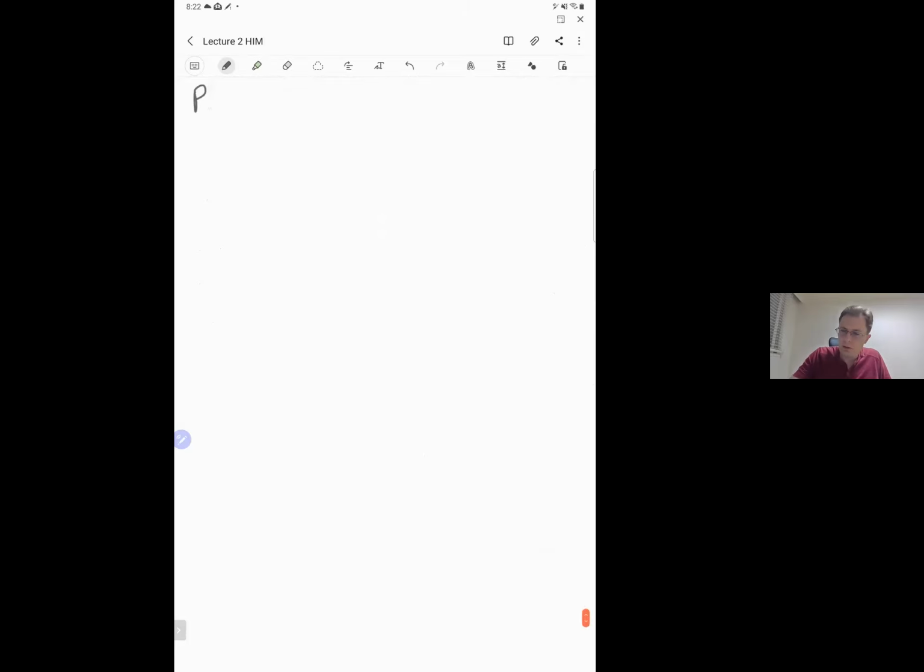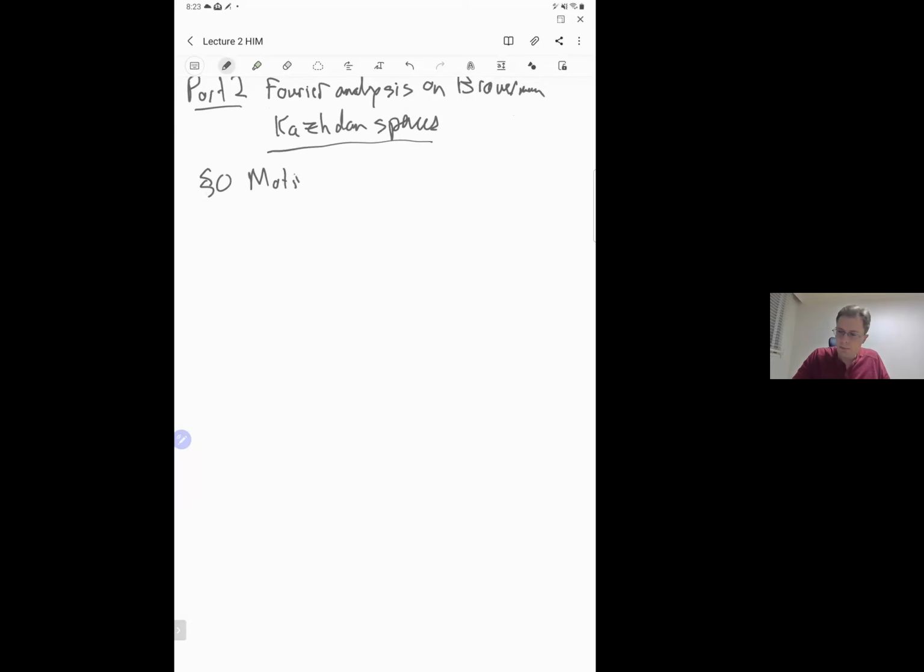So this is sort of part 2, and this will probably take up the rest of my lectures. So this is Fourier analysis on Braverman-Kazhdan spaces. And we'll also talk about a few things about more general spherical varieties. All right, so here's section 0. Motivation from the circle method.